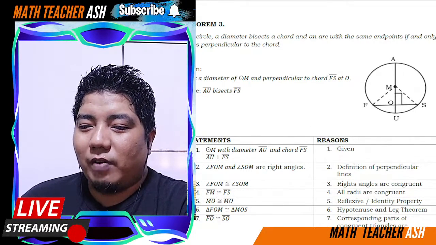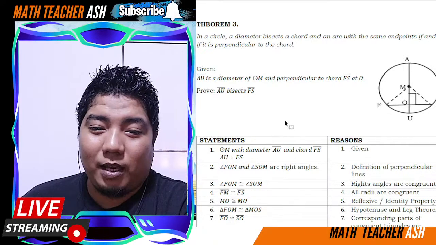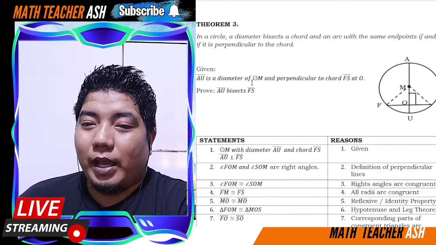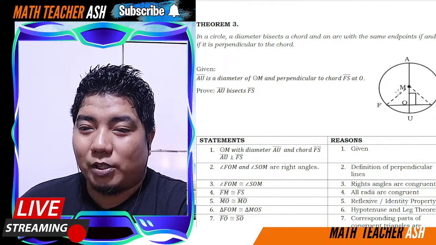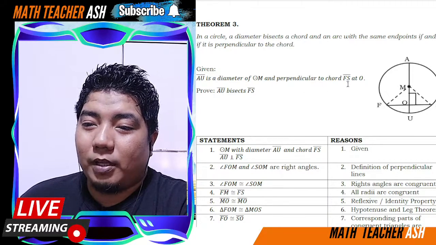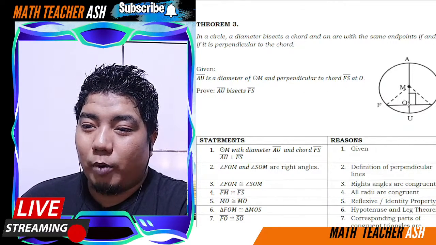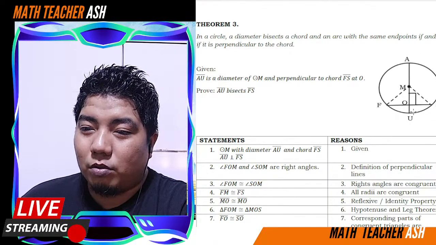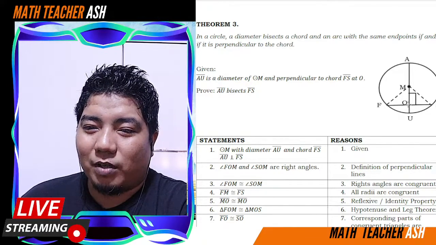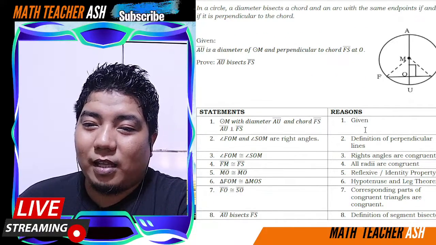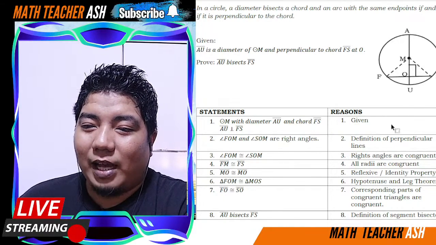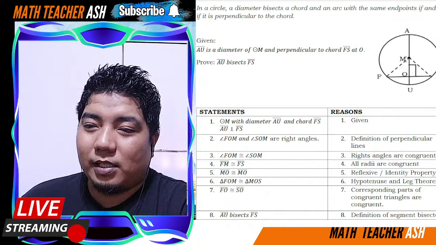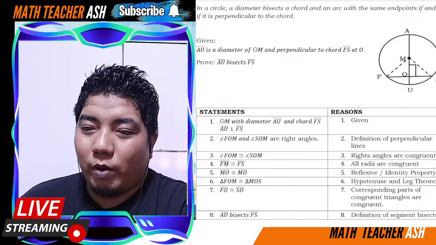Okay, so we have here given to be proven. So we have AU is a diameter, and the circle M is the given circle, and perpendicular to chord FS at point O. Okay, prove that AU, saan yung AU dito? AU bisects FS. Okay, so how do we prove that one? So first, let us write the given, okay? And then after that, you can write the given, the angles being formed, and this is the FOM and the MOS or SOM.